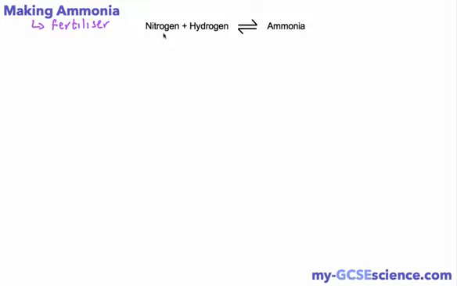Now, the way this works is we have nitrogen and hydrogen, and these two gases react together to produce ammonia. Now, there's this funny little arrow in between showing the reactants and the product. And what this shows is that the reaction is reversible. That means it can go from ammonia to the two gases, and it can go from the two gases to ammonia. And we obviously want the forward reaction.